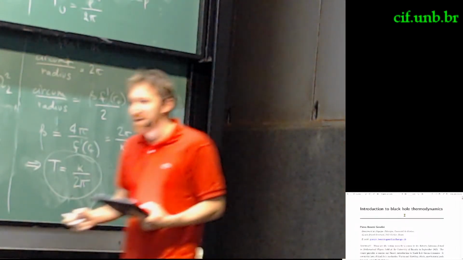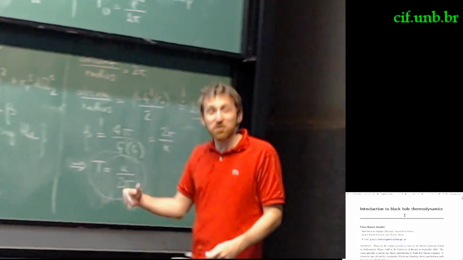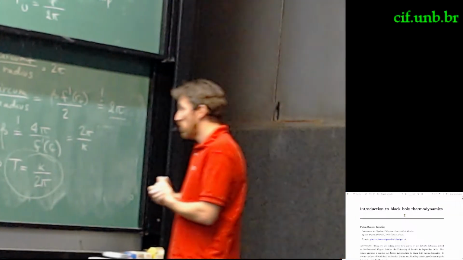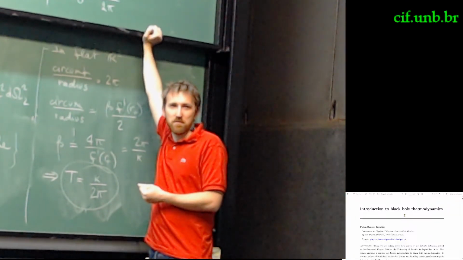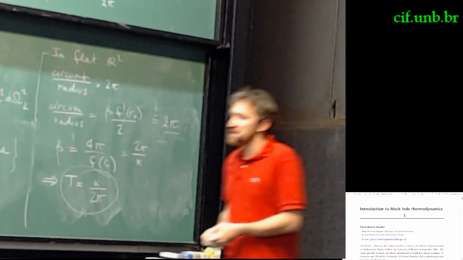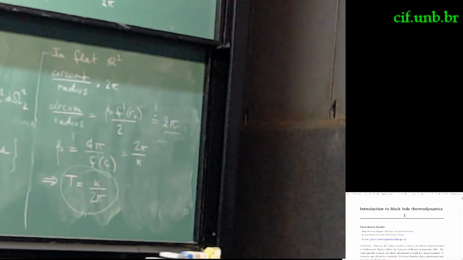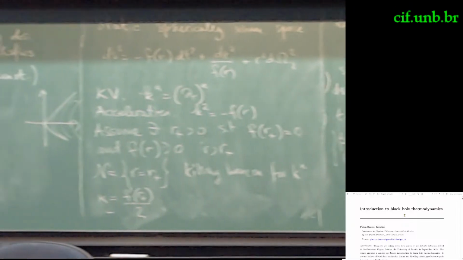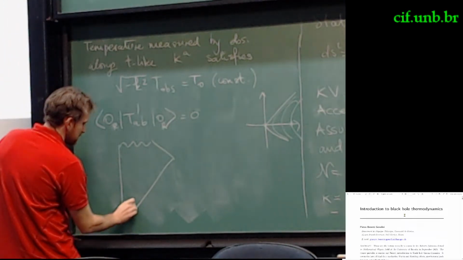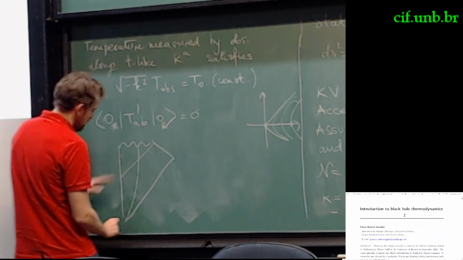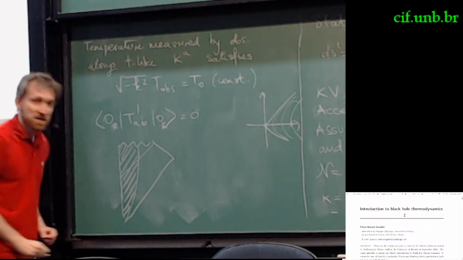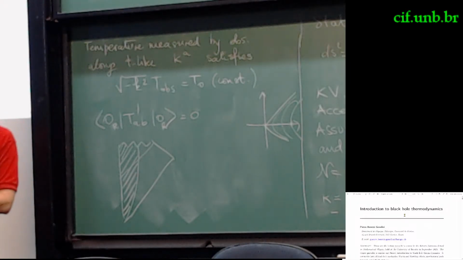So, have I shown the Hawking effect? No, because I've only spoken about bifurcate Killing horizons, which is not what you see in a real black hole. A real black hole is defined by a gravitational collapse. So a black hole has some matter. This is the collapsing matter. This is a spherically symmetric collapse.